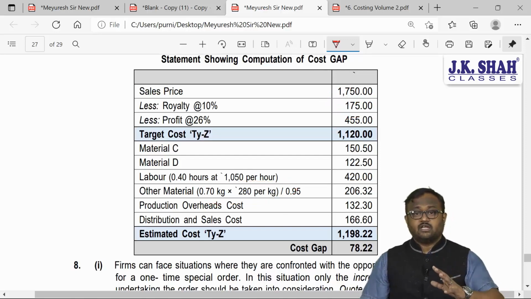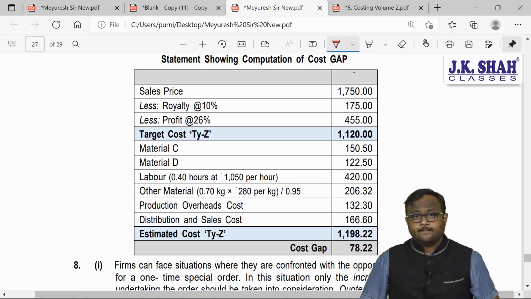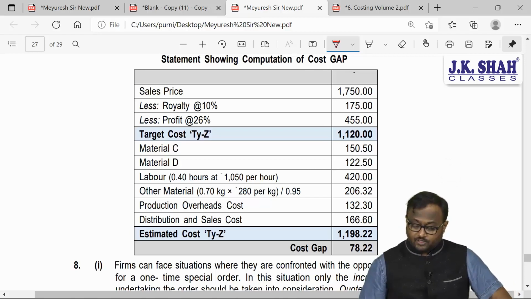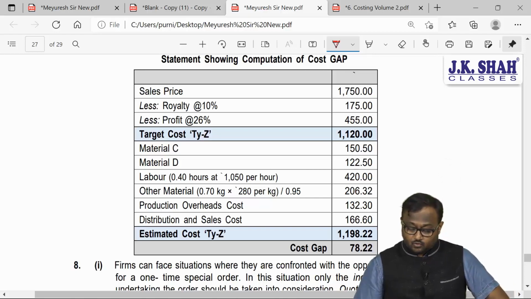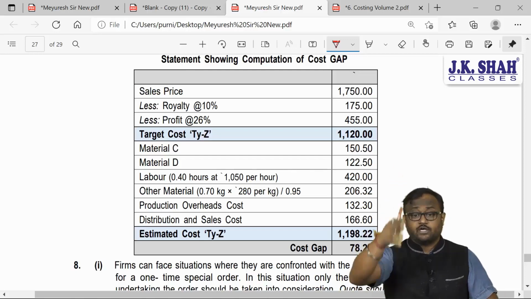The consumption is 95%. So if I want to consume 95%, I'll have to order and pay for 100%. So accordingly, my cost structure is calculated 206.32. Even that is subtracted, and I realized that 1120 should be the cost and 1198.22 is the cost. That means I'm having excess cost structure of 78.22, which is called as cost gap. So I need to implement cost reduction technique to bring this 78.22 down, which we already discussed.